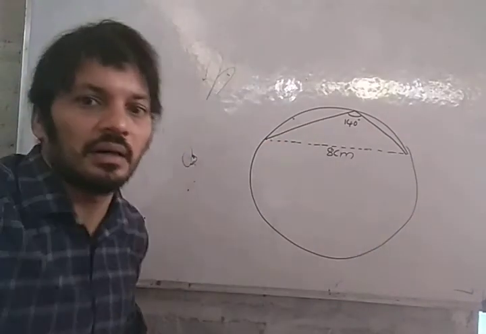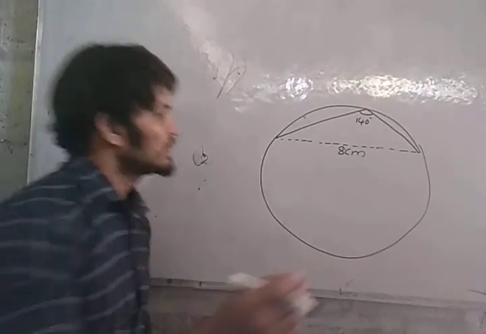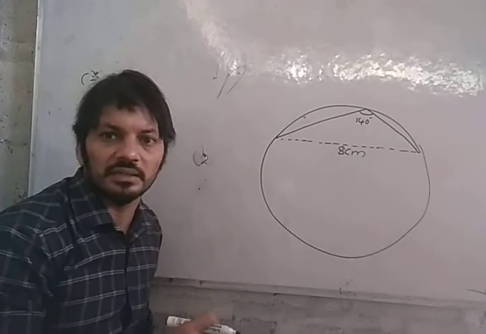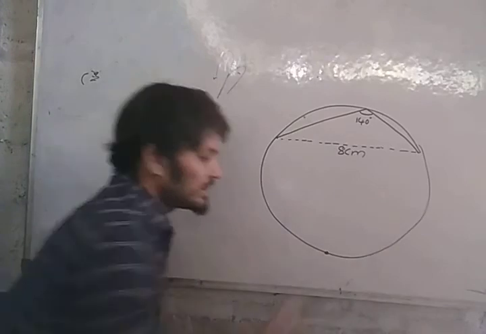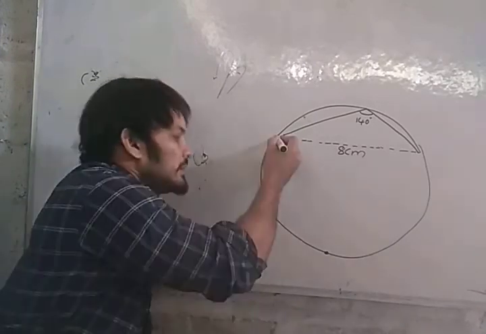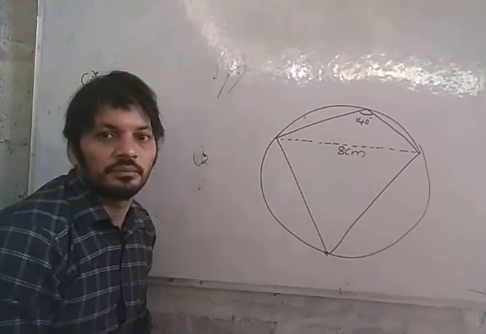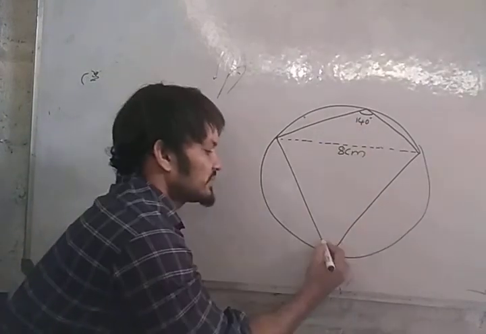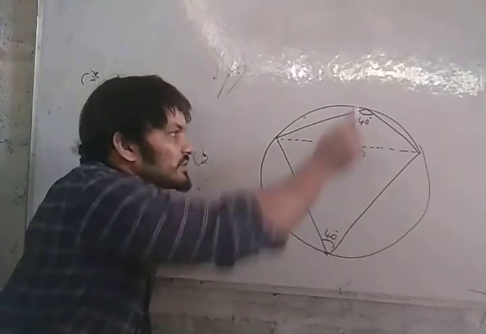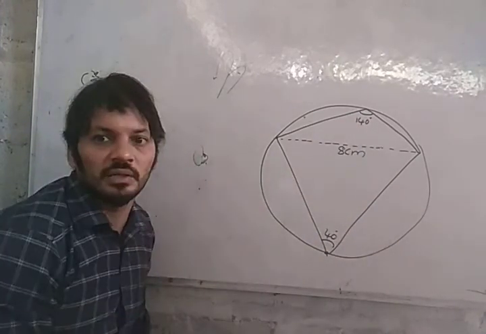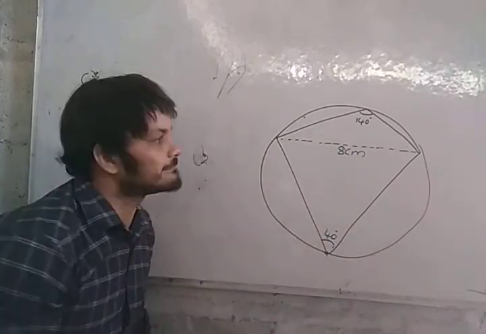This is the rough figure. Now what do you know? The same technique as before I am going to use. How do you look at this one? I am marking one point here and joining like this. Here 140, so here 40, because the sum of opposite angles of a cyclic quadrilateral is 180. One quadrilateral, 4 vertices touching, opposite angles adding means 180 getting.